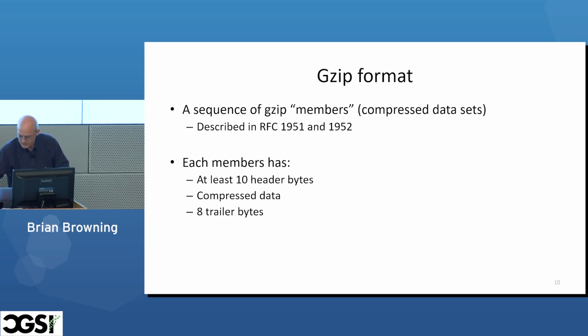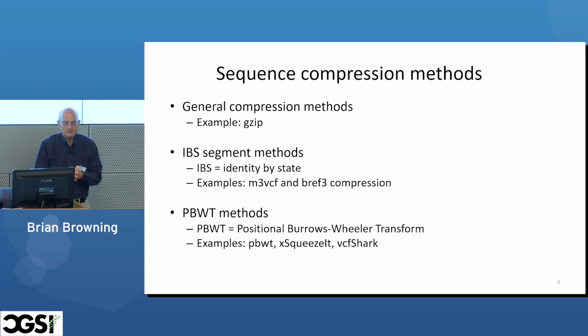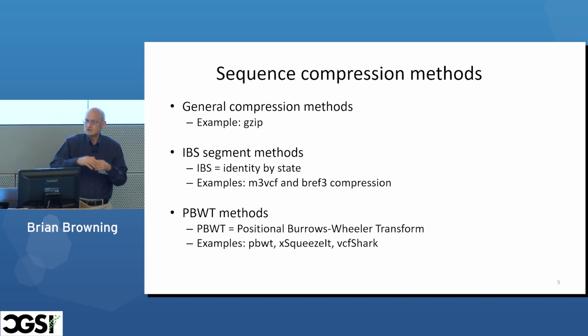So we'll look at 3 types of compression methods. These are not the only 3 types. April Way gave a talk in this CGSI session, or the CGSI week, using a compression method that's inspired by the ancestral recombination graph. So there are others out there. I'm just going to look at 3 that I'm most familiar with and that have been around for a while.